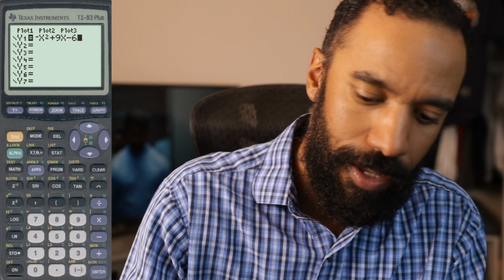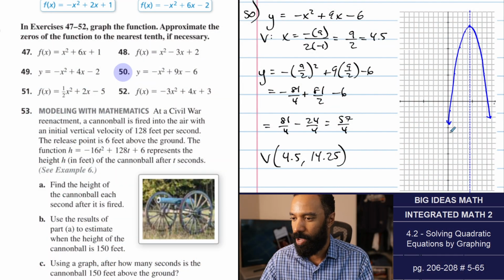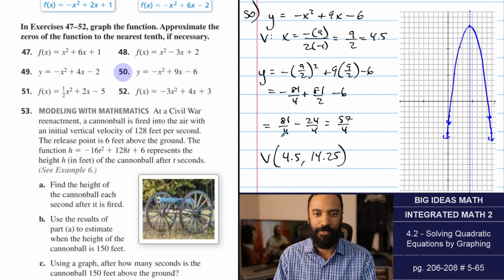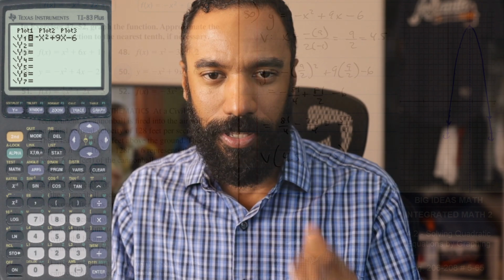Graphing calculator. Negative x squared plus 9x minus 6. Oh, you know what? I could have fit still. Hold on. Minus 6 is the y-intercept, right? So, boom. And reflecting across there, we should hit it right there as well. So, okay, I'll fit a little bit more. That's fine. Totally should use that.